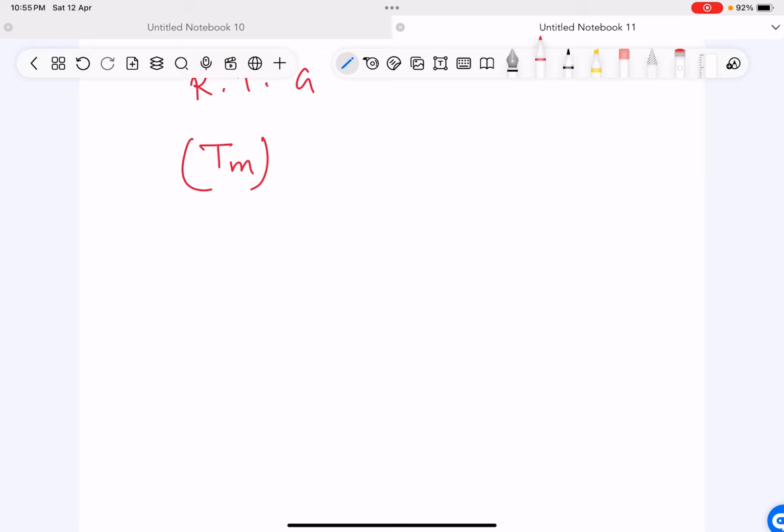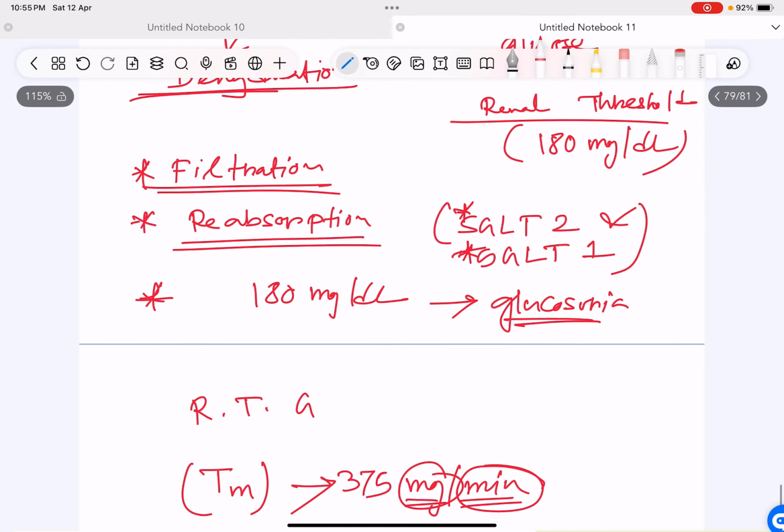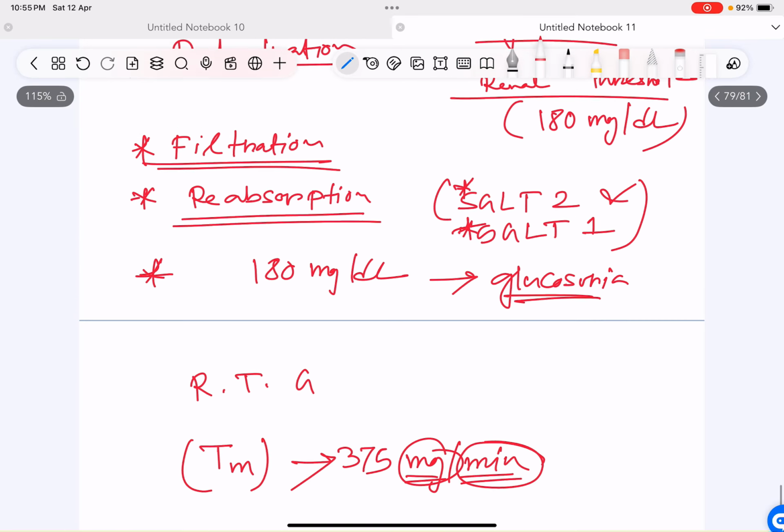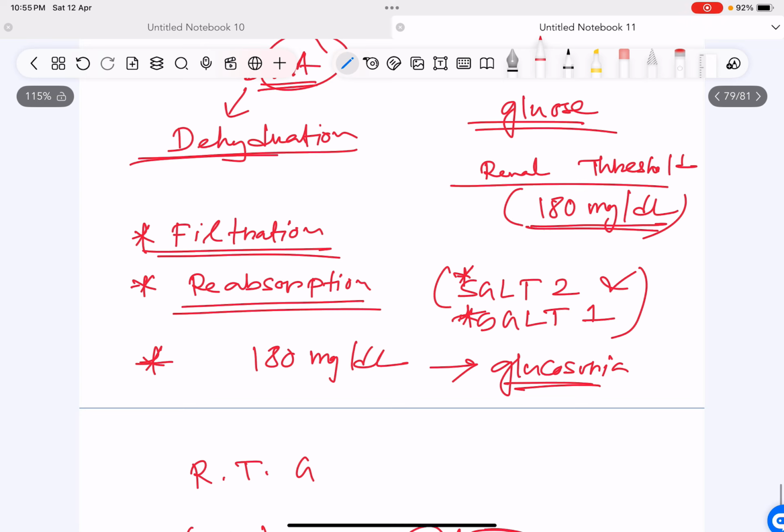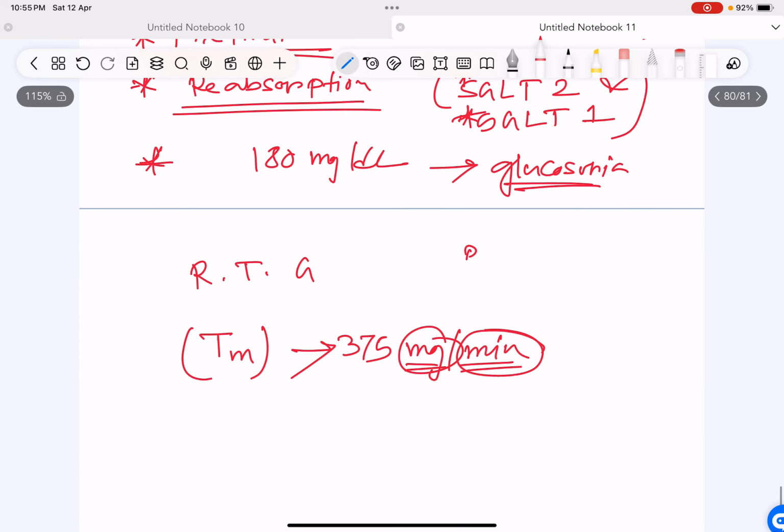So what is transport maximum for glucose? It is written as mg per minute. How much glucose in mg can be reabsorbed by the renal tubules per minute is the transport maximum for glucose. It is 375 mg. So what is the renal threshold? Renal threshold is the blood level of glucose. Above this blood level, glucose will come in the urine.